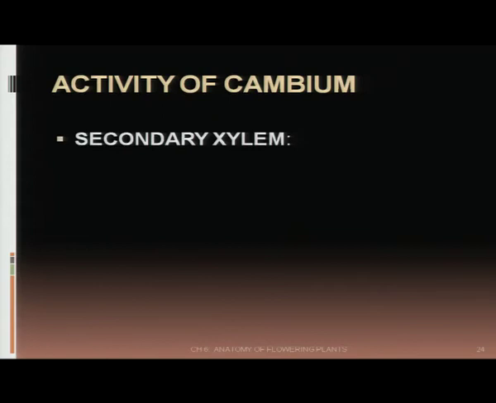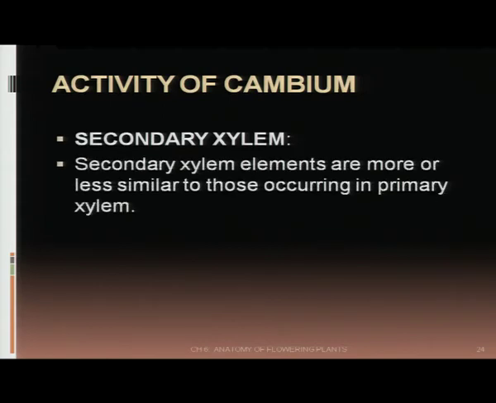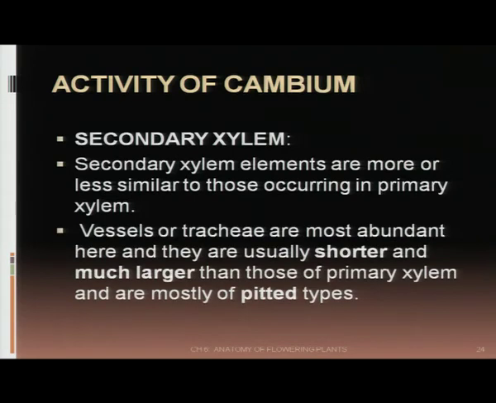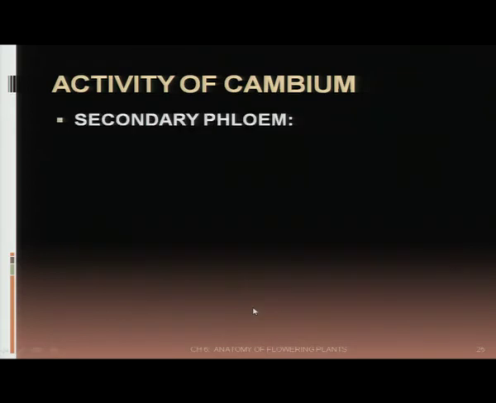Talking about the characteristics of secondary xylem, the elements are more or less similar to those occurring in primary xylem. Vessels or tracheae, whichever may be the case, are most abundant here, and they are usually shorter and much larger than those of the primary xylem and are mostly of pitted types. That means they bear the pits.